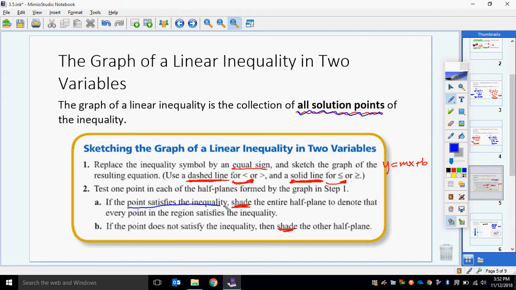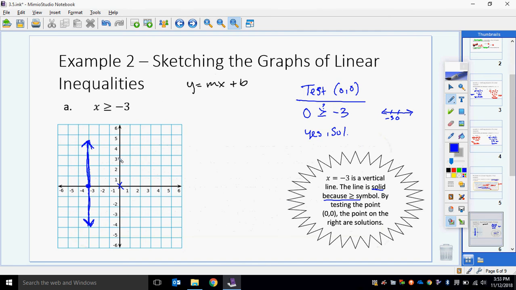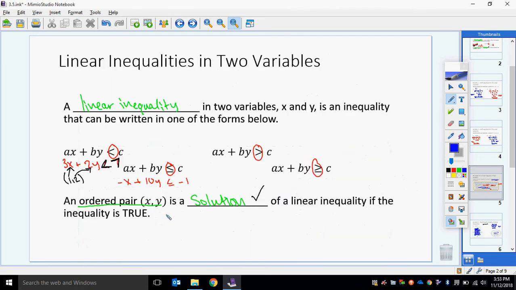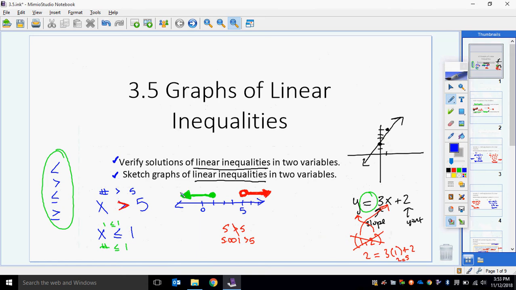Right? If the point satisfies the inequality, that means if it's a solution, shade the side, or the half plane, I say side, of that region that satisfies the inequality. So 0, 0 was a point. I need to include 0, 0 as part of this solution. Just like here, if I plugged in 6, 6 is greater than 5, I want to show that I'm shading to the side where 6 is. I'm not shading to the side of 4 because 4 is not greater than 5.